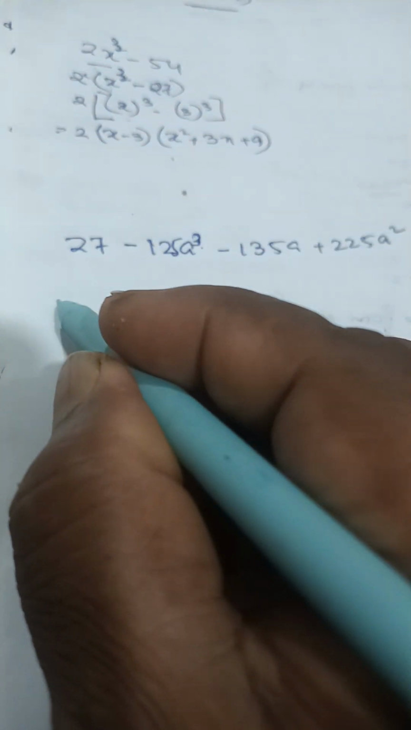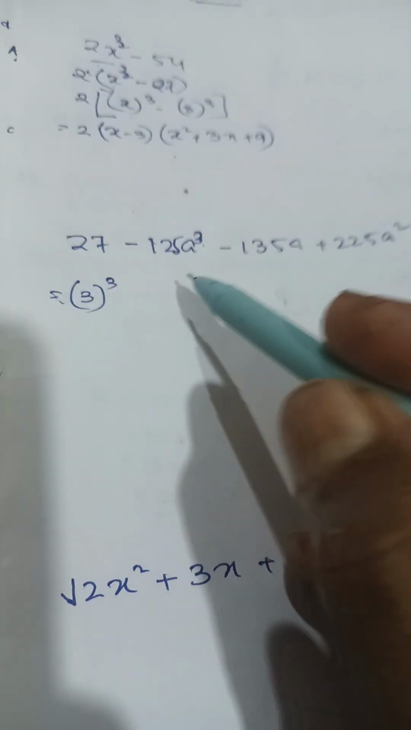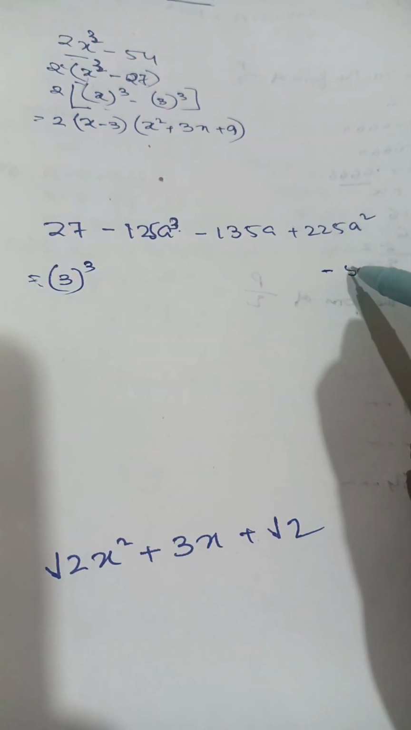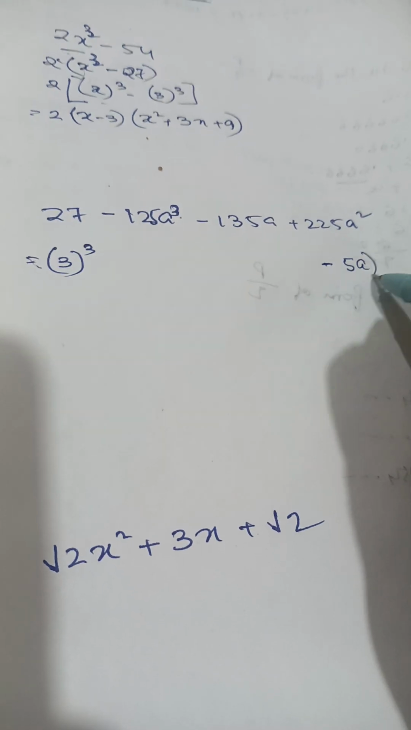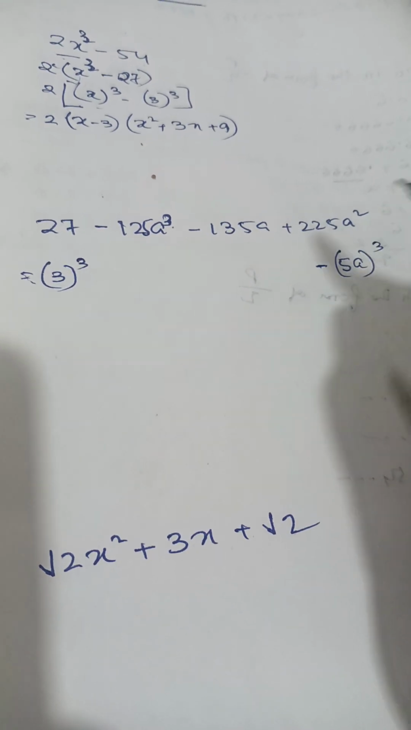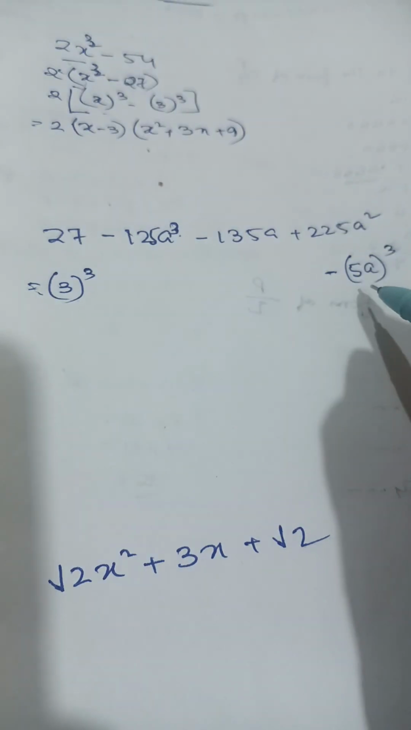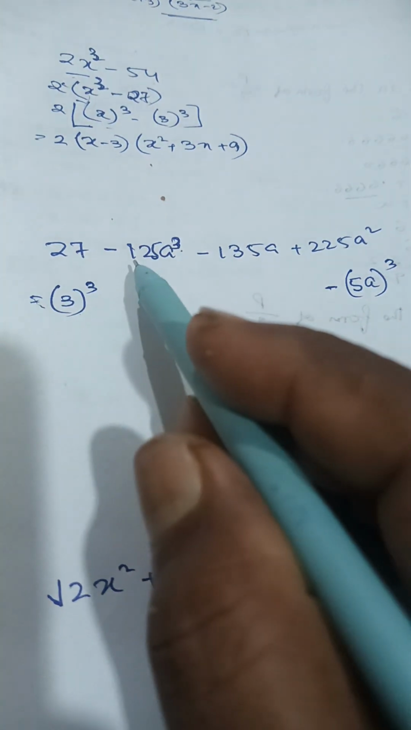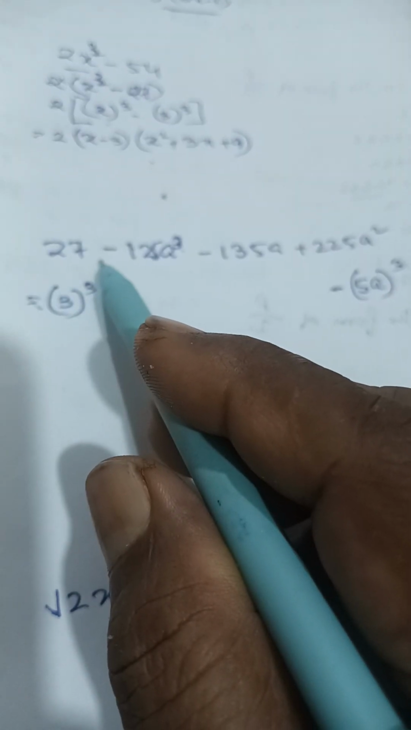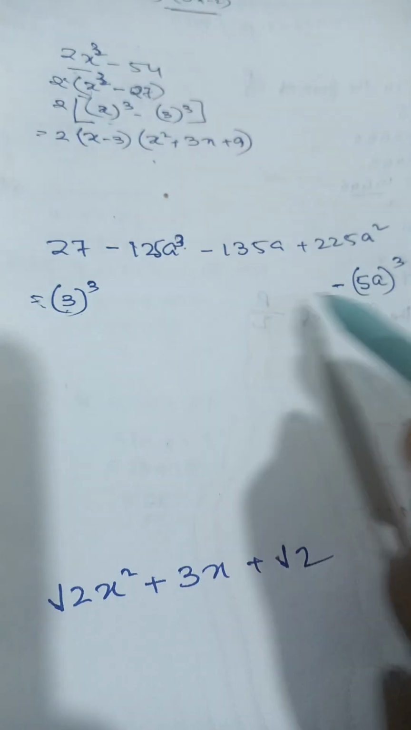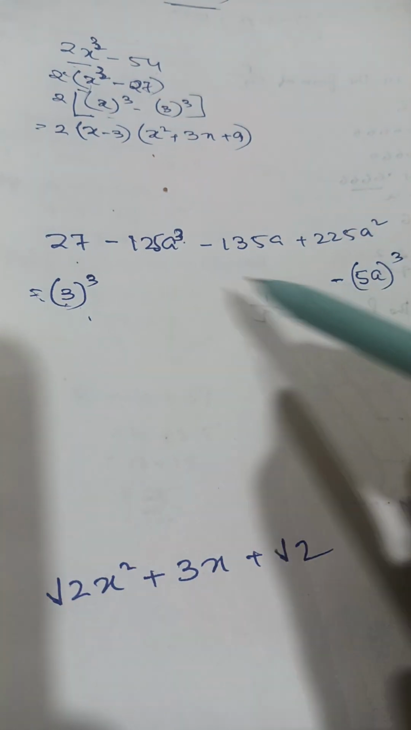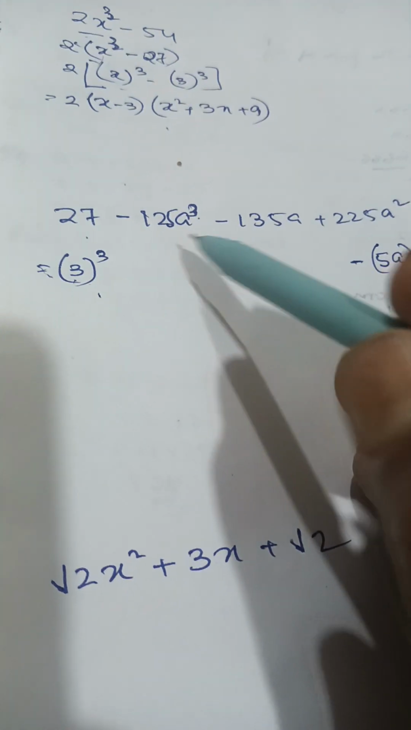You see it can be written as 3 whole cube, and 125 a cube can be written as minus 5a whole cube. I have written a cube, I have written b cube. So if you observe it carefully, you can identify which formula it belongs to. 3 cube means 27, it is complete, and 5a whole cube is 125 a cube, it is also complete.